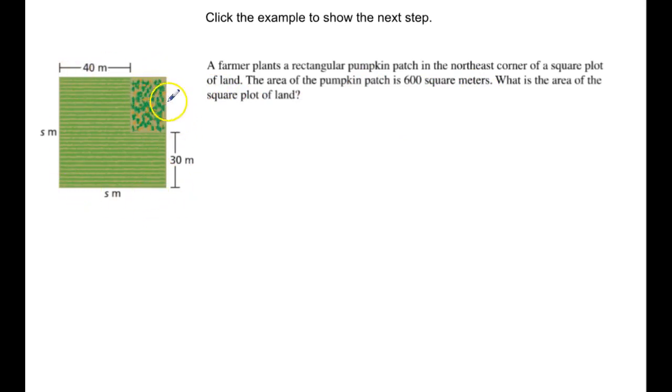So the first thing I always do is I draw a picture and I label what I know. Well, so I know that this is 600 square meters. So I'm trying to figure out the rest of the plot of land. So I want to deal with the side lengths of the square. And I know it's a square because I'm told that above.